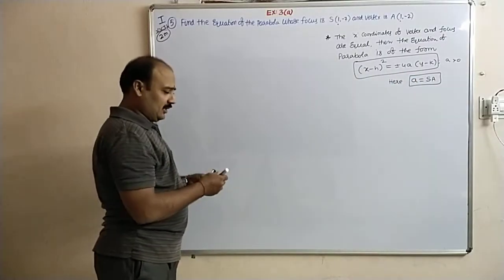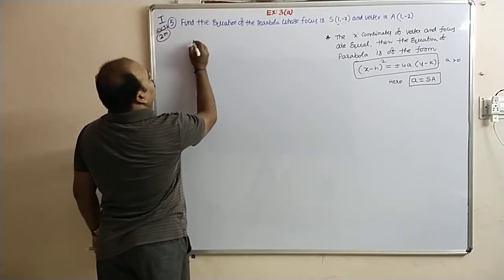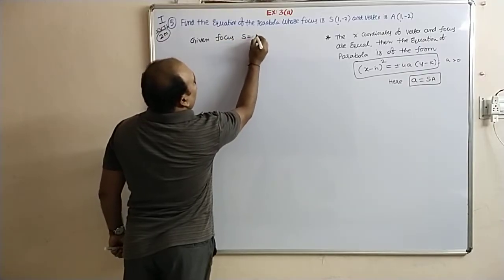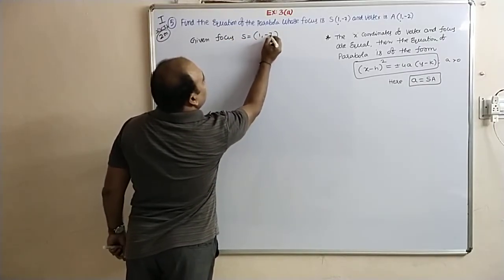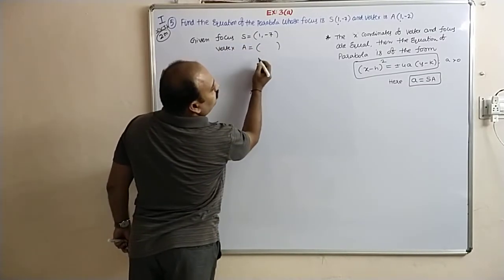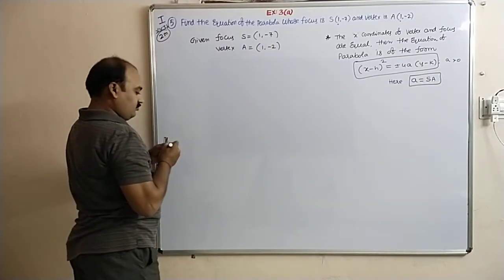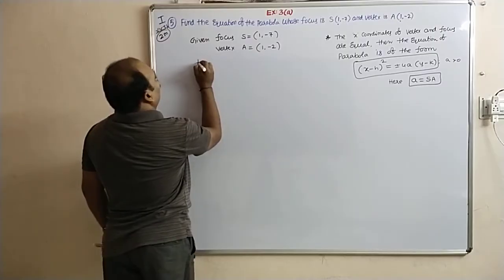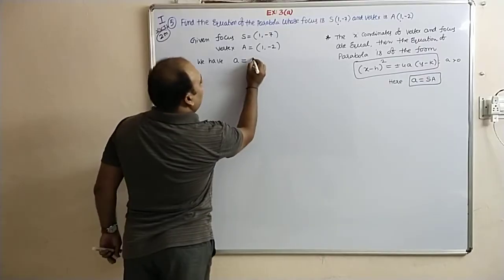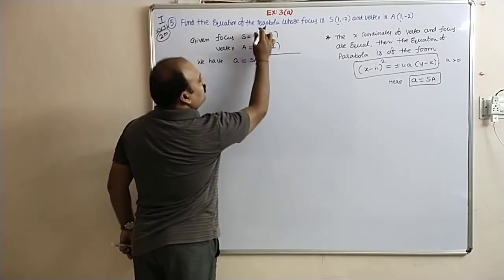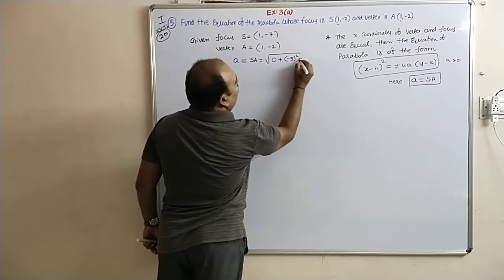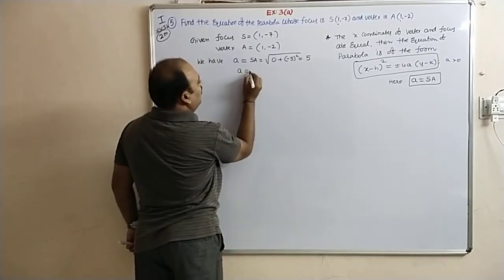Now, take the values. Given focus S equal to 1 comma minus 7 and vertex A equal to 1 comma minus 2. We know that small a equal to SA, the distance between these two. Square root of 1 minus 1, 0, plus minus 7 plus 2 whole square, minus 5 whole square, which is equal to 5. Therefore, small a equal to 5.